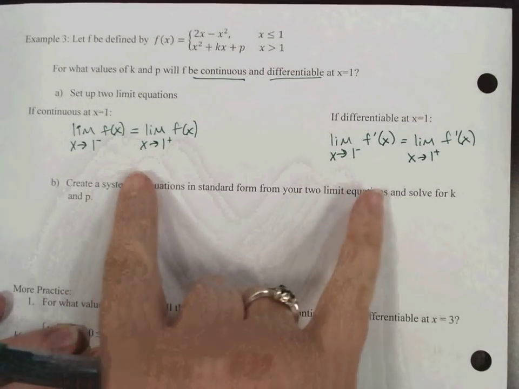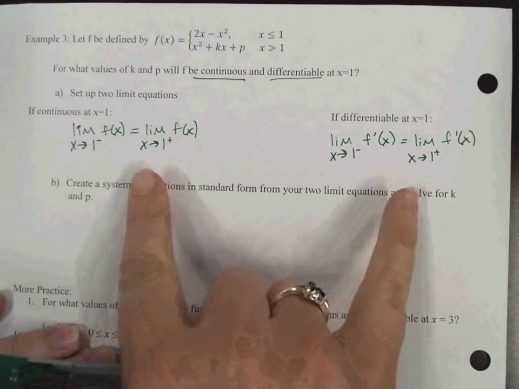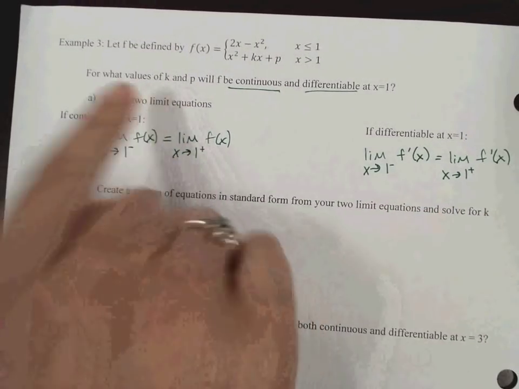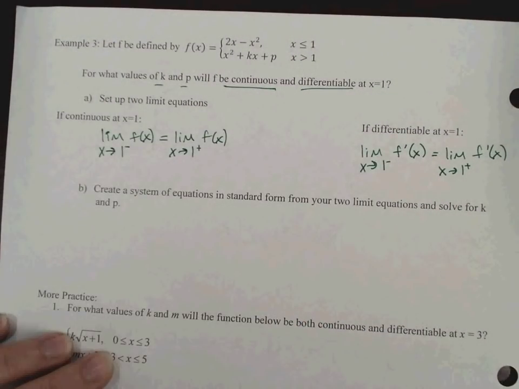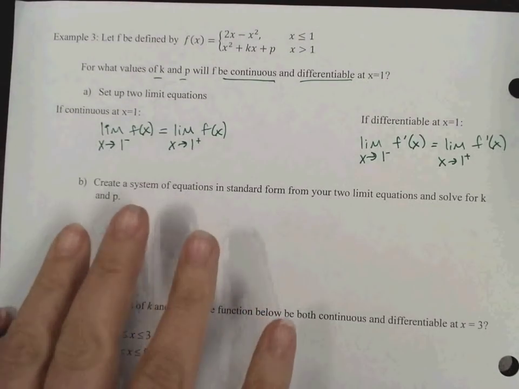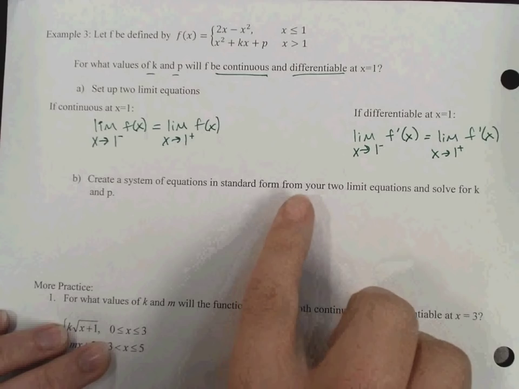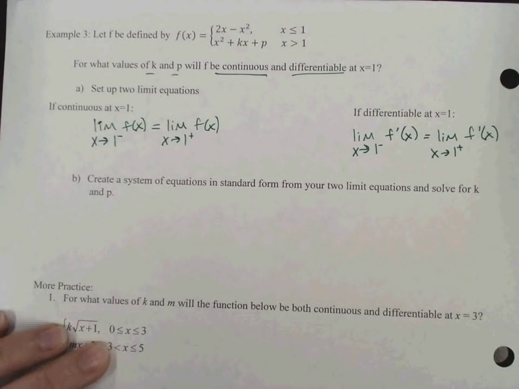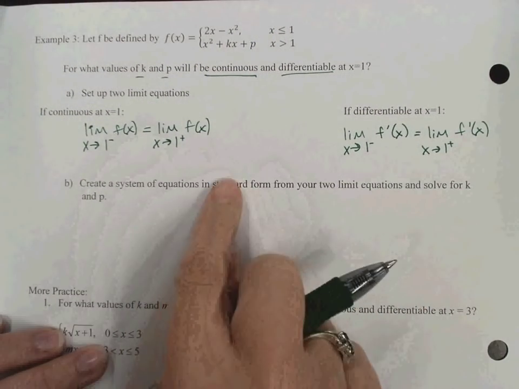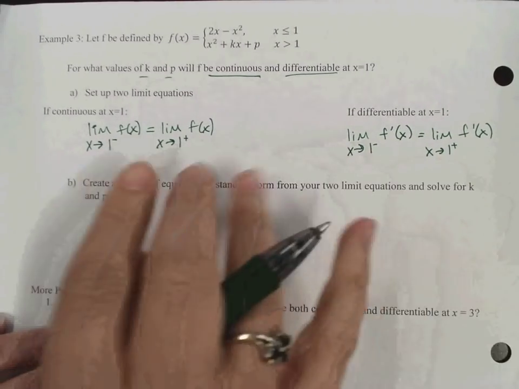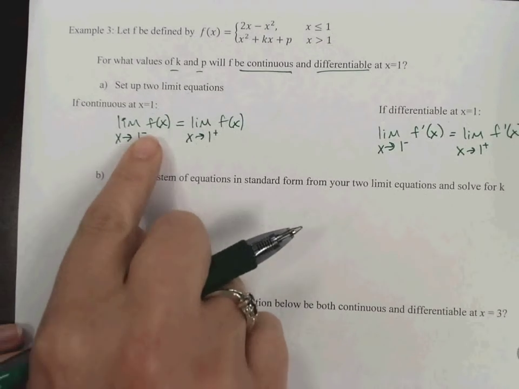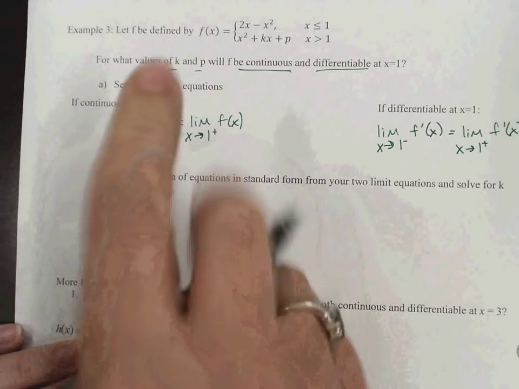We're going to use this piecewise function to create these two equations, which will give us two equations, and therefore we will be able to solve for our two unknowns. It says create a system of equations in standard form from your two limit equations and solve for k and p. All right, I actually don't think we're going to use standard form in this case, but I'll show you why.